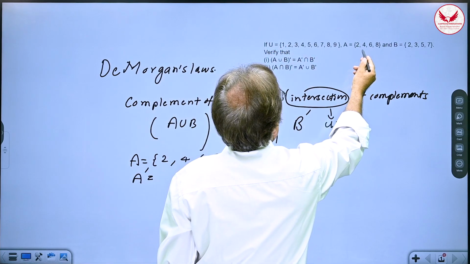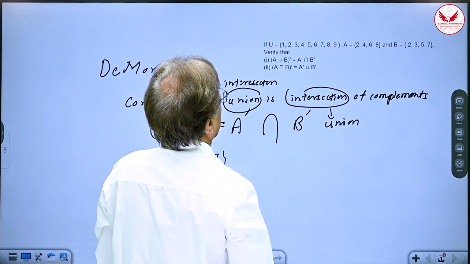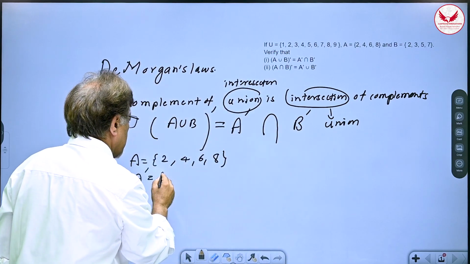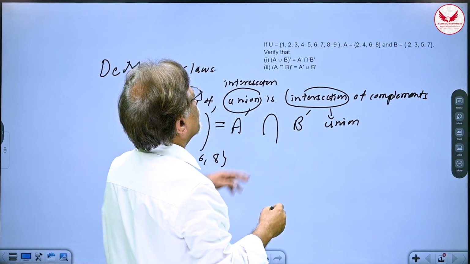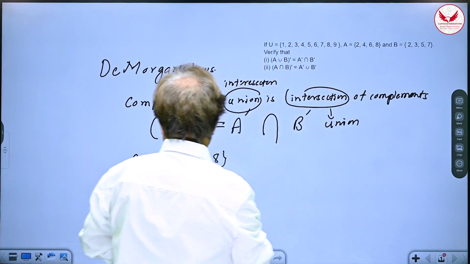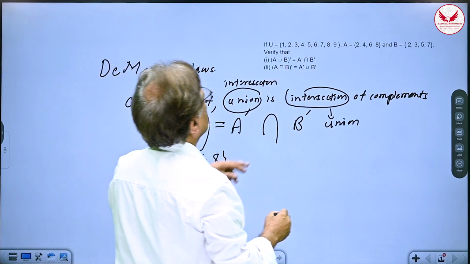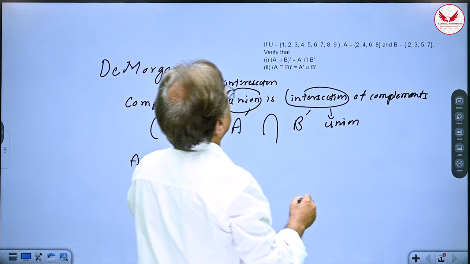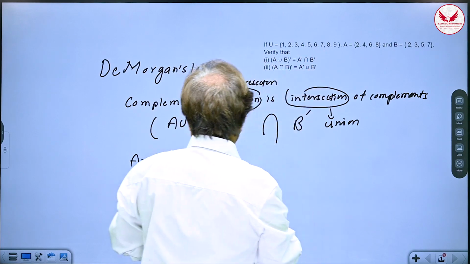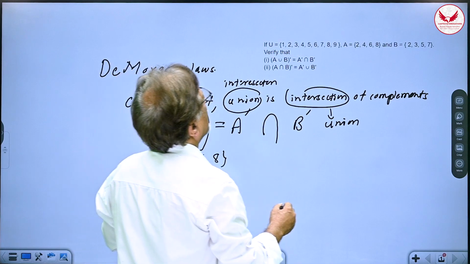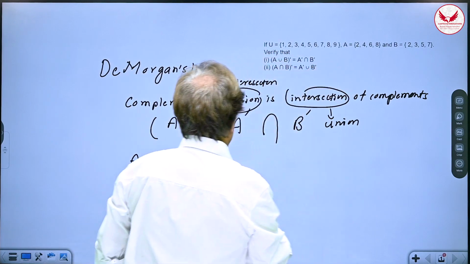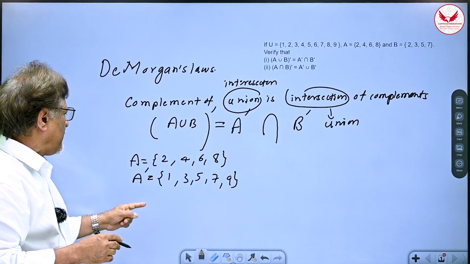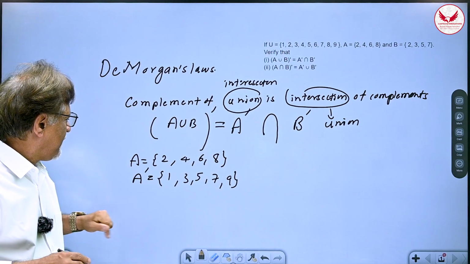2 is there, 4 is there, right? So which are the elements which are not in A, which are in the universal set? For example, 1. So 1 is included here because 1 is not in A. 2 is there, 3 is not there, so 3, right? 4 is there, 5 is not there, so 5 I'll include here. 6 is there, 7 not here, so therefore 7 is included. 8 is here, 9 is not there, so 9 is included. So A dash, that means A complement, contains all the elements in the universal set which are not in A. So this is A dash.